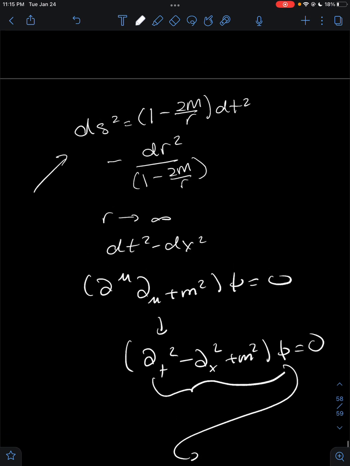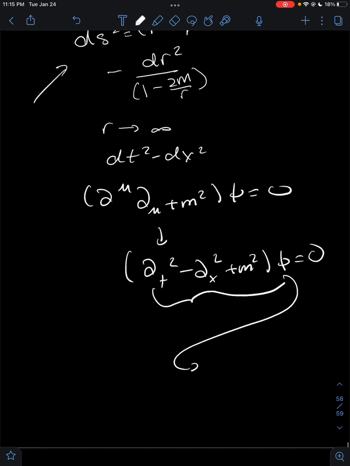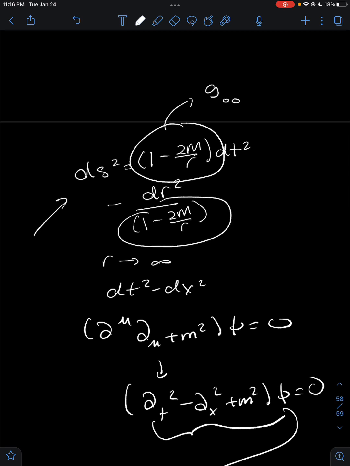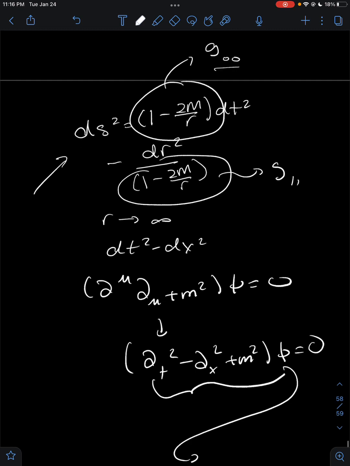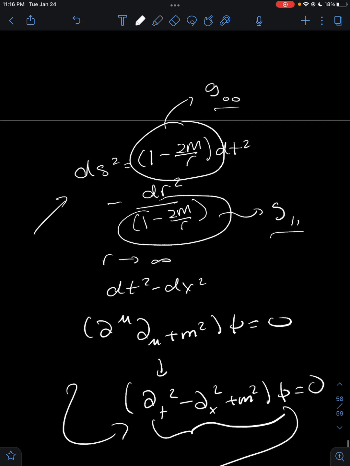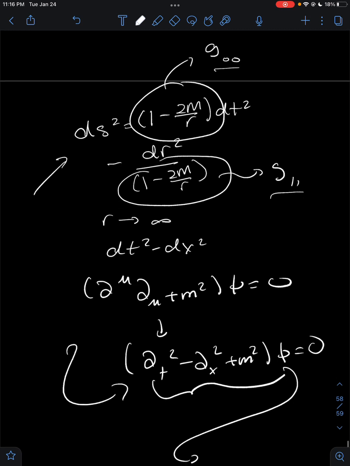But with this metric over here, we can't really expand the field in a mode expansion. If we were to plug in the metric components, because here is going to be g00, and here's going to be g11, we are not going to have a homogeneous differential equation, meaning that we cannot expand it into a mode expansion.